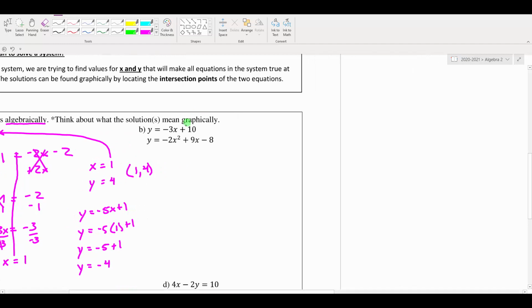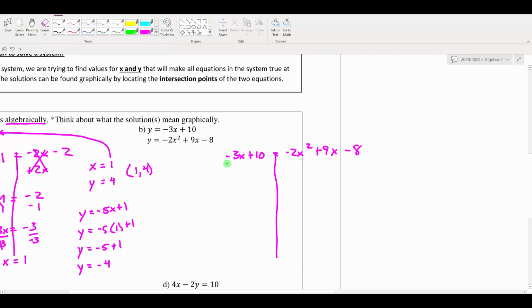And we're going to use the same approach, right? Since both of these are equal to y, I can take these two functions and set them equal to each other. So I can do something like this. Negative 3x plus 10 equals negative 2x squared plus 9x minus 8, right? So I can set those equal to each other, draw my line, and begin putting this into a format that is advantageous for solving. All right, so since I have a quadratic, we like quadratics to be set equal to 0. All right, so I'm going to move everything on the left-hand side over to the right-hand side.